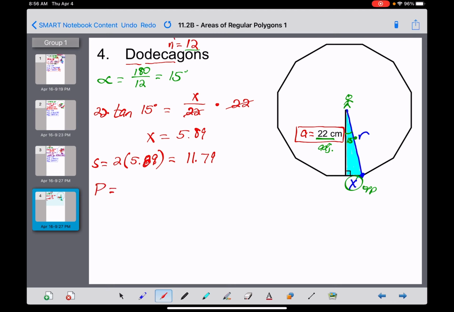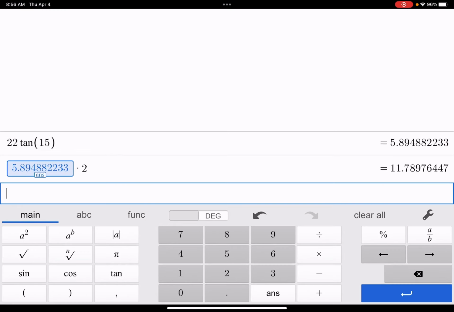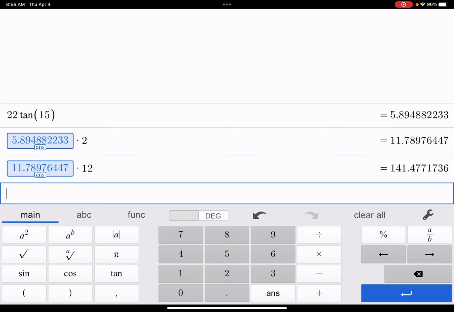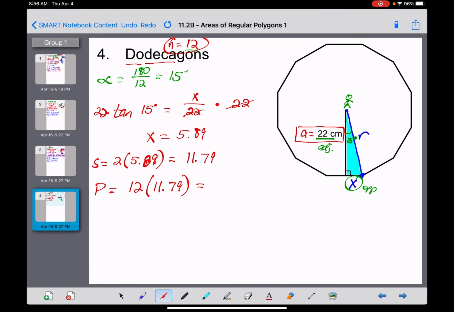How many sides in a dodecagon? That's going to be 12. The length of each side is almost 12, 11.79. So this answer should be a little bit under 144, because that would be 12 squared. So that number times 12, here we go, is 141.48. And there it is, guys. We just found our perimeter, and we already knew our apothem. So this really wasn't that bad. We're now ready to go to our formula.